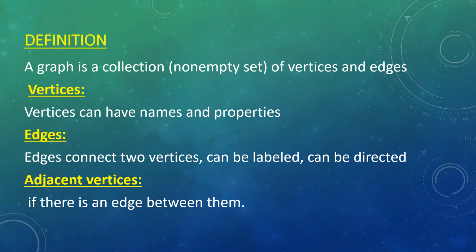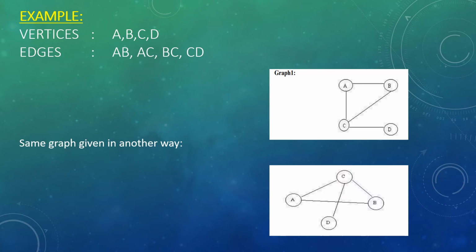Vertices: vertices can have names and properties. Edges: edges connect two vertices, can be labeled, can be directed. Adjacent vertices: if there is an edge between them, that is called adjacent vertices. Example: in the graph 1, we can find the vertices as A, B, C, D and edges AB, AC, BC and CD. The same graph can be drawn in another way that is shown below.